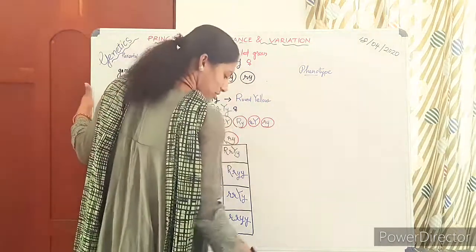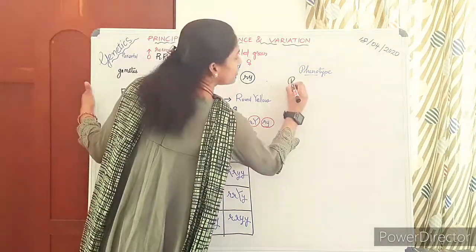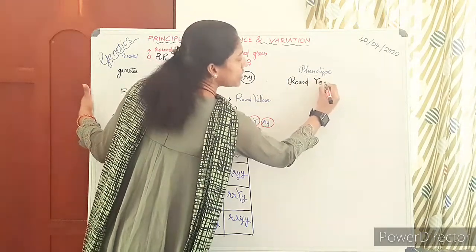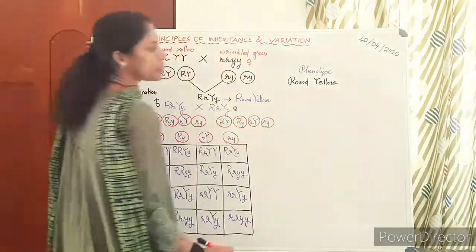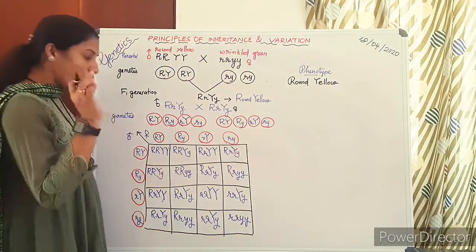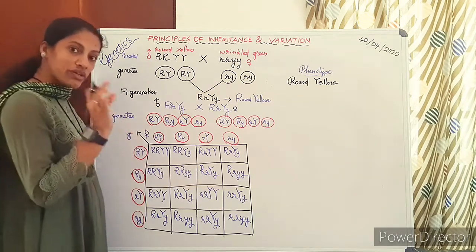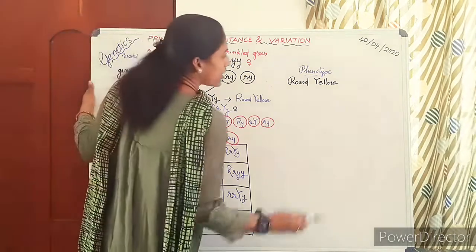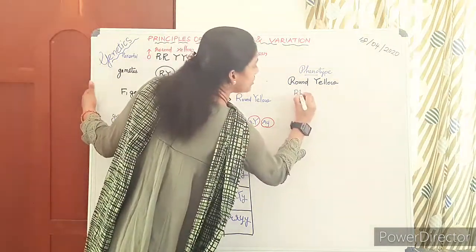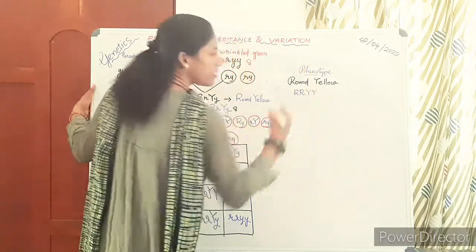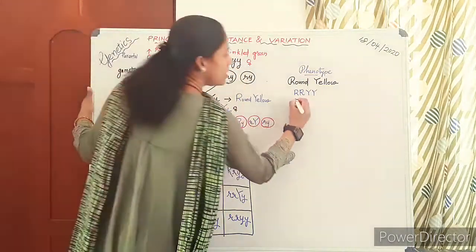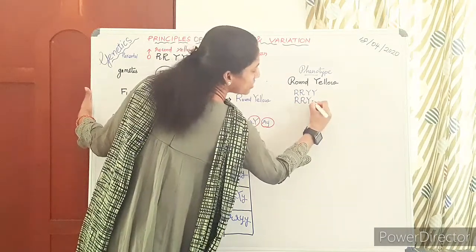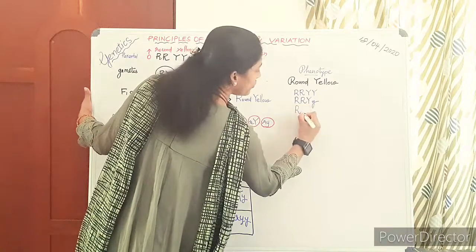The first type of plants are those with round and yellow seeds. All of you count how many are with round and yellow seeds. Round and yellow are dominant features, so round and yellow can appear this way. Capital R, capital R, capital Y can be round. We write in decreasing order of the dominant alleles.